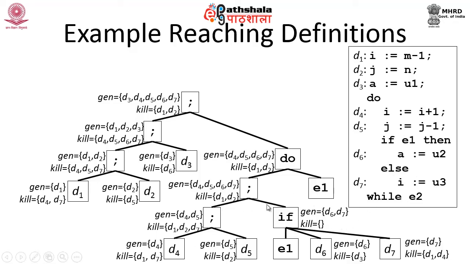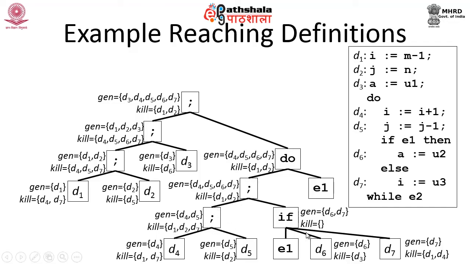Now, this interior node will again be the union of this and this gen, which is D4 to D7, and the intersection kill will be D1, D2, D7. That is why you have here only D1, D2, and this is D1, D2, and this node is also going to be only D1 comma D2. So, therefore, this is also going to be D1, D2. Now, this interior node will be a statement followed by this statement. So, it will be D4 to D7 as well as D1, D2. And I forgot to inform one point.